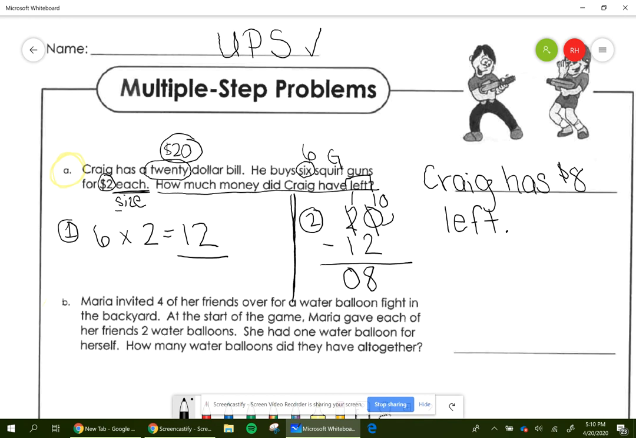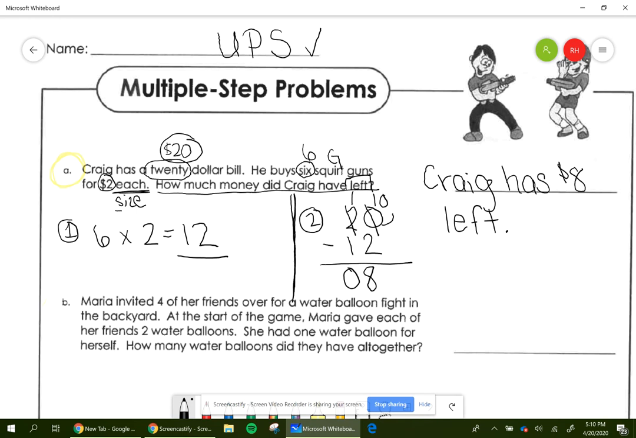Okay, so I go back. How can I check this? Well, if I do the inverse operation in step 2, if I add 12, the total cost of the squirt guns, plus 8, do I get 20? And the answer is yes. 12 plus 8 equals 20. So I know that part is correct. So that's my first problem.